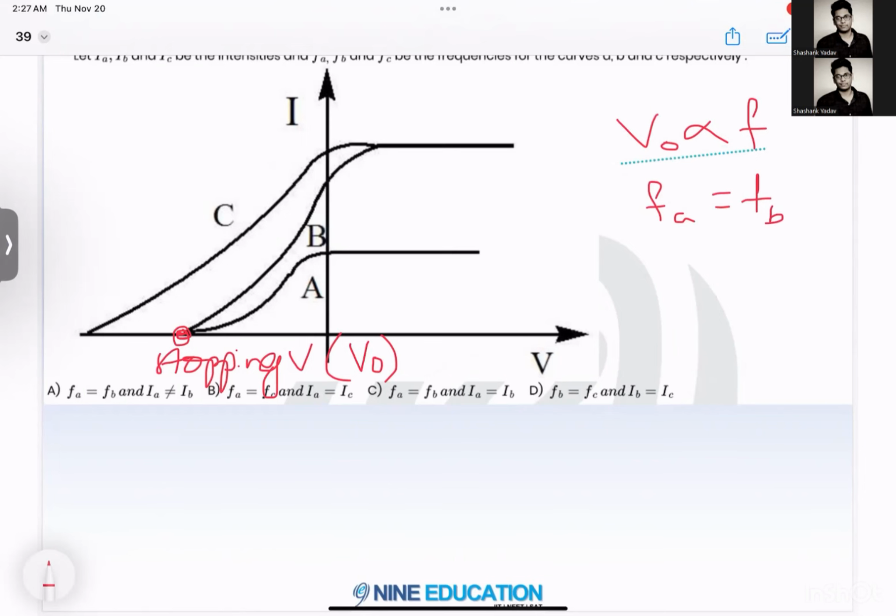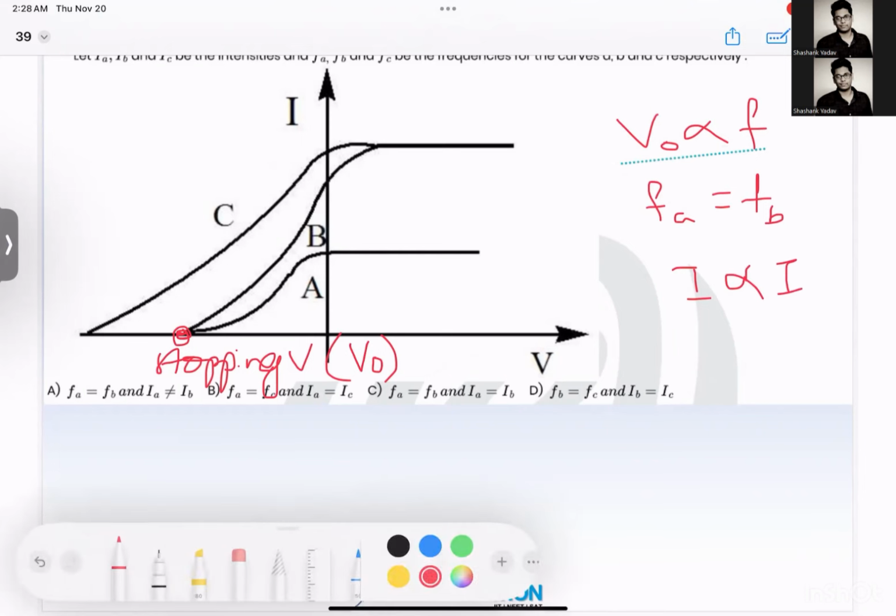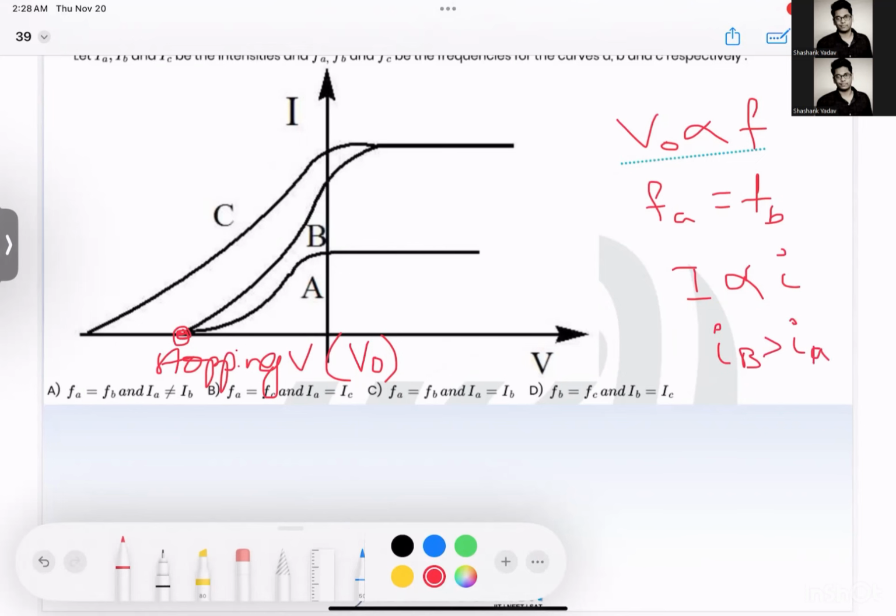Also, we have to know that the intensity is directly proportional to the photocurrent. Here, photocurrent of B is greater than photocurrent of A at a particular given time. Therefore, we can say IB is greater than IA. That means IA is not equal to IB. Therefore, the answer must be A.